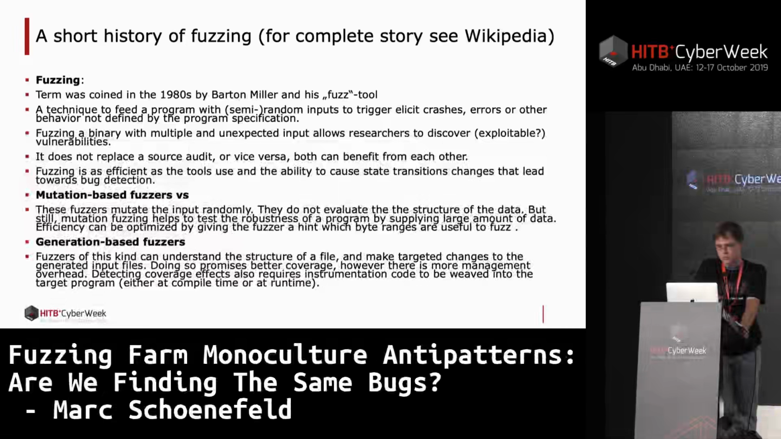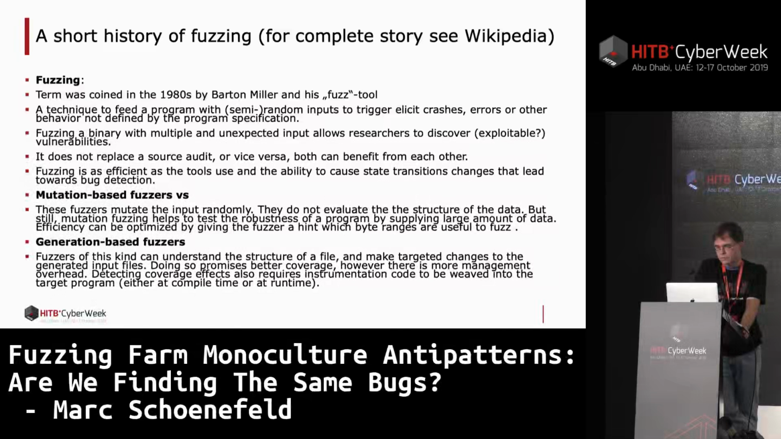Of course, a fool is still a fool with a tool. Fuzzing is as efficient as the tool's use and its ability to cause state transitions that lead to bug detections. So what different fuzzing technologies are out there? There is mutation-based fuzzing. These fuzzers mutate the input randomly. They do not evaluate the structure of the data or the program. They don't know where the control flow goes. So they just feed random data to the program and test the robustness.